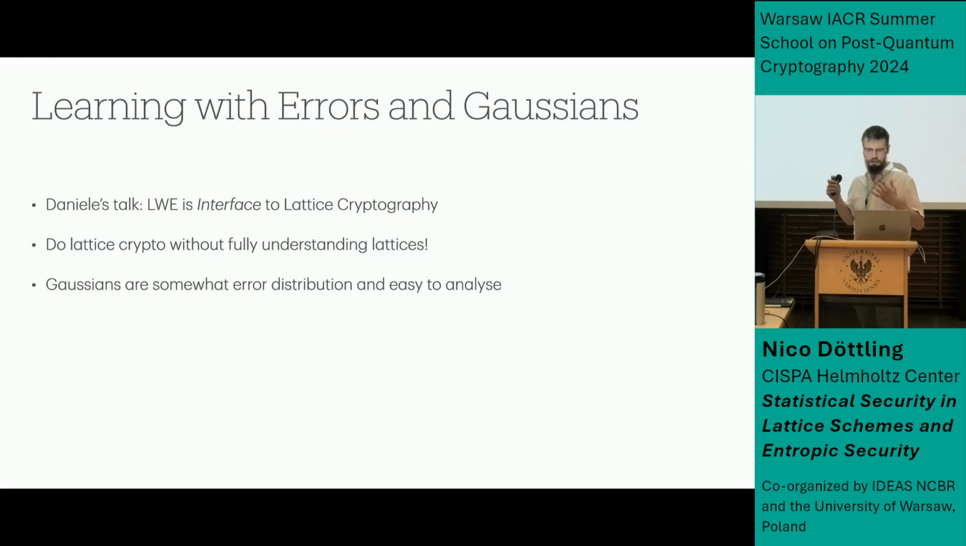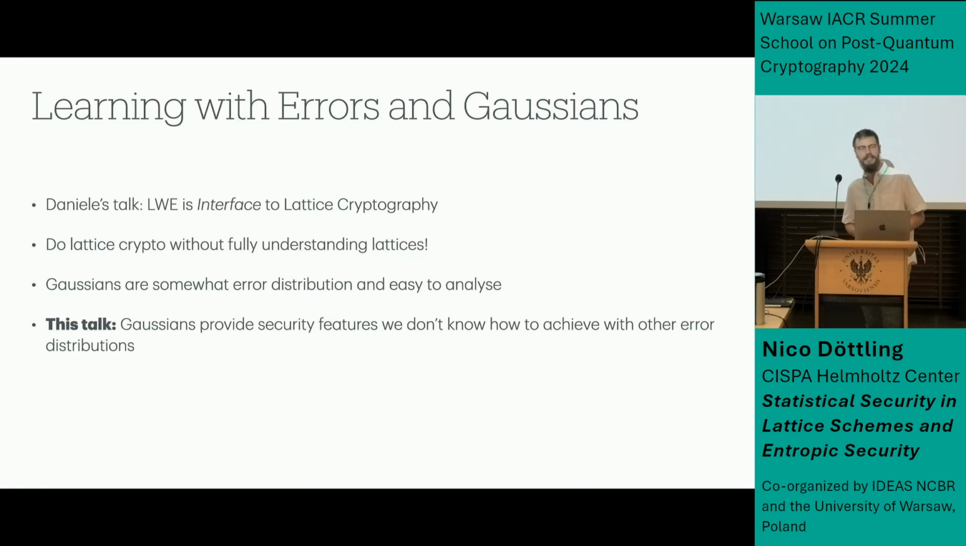But going back maybe to what Daniele said, namely when we're talking about LWE, there are always these Gaussians, right? And they're a somewhat natural error distribution, and the reason they are used, at least according to Daniele, is because they're somewhat easy to analyze. They have very nice Fourier properties. However, my message in this talk is that they are interesting beyond establishing worst case hardness of these handy problems like LWE. Gaussians provide very beautiful security features that we currently don't know how to achieve with other distributions.